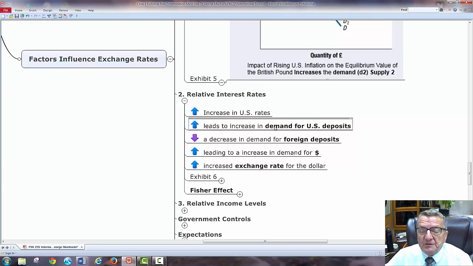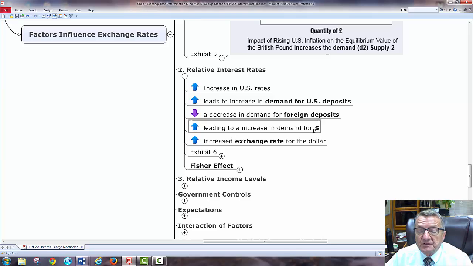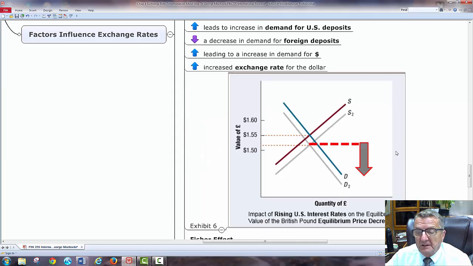Okay. It leads to an increase in demand for U.S. deposits and a decrease in demand for foreign deposits because mine's going up. The only reason people from the U.S. go outside is because I get a better return on my investments or dollar if I put it in this bank or buy that security, versus something here in the U.S. because rates are so low, for lack of better words. That leads to an increase in demand for the dollars. That means more dollars to buy, an increase in the exchange rate. Okay, so here's the exhibit.